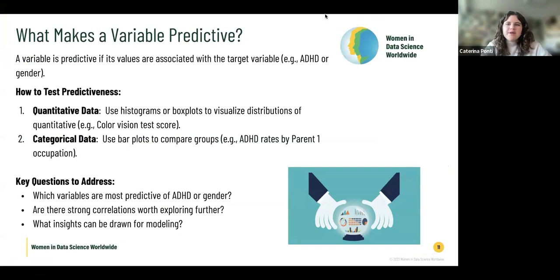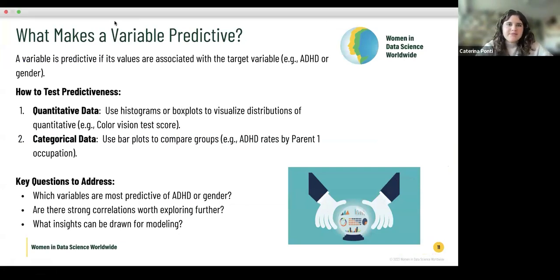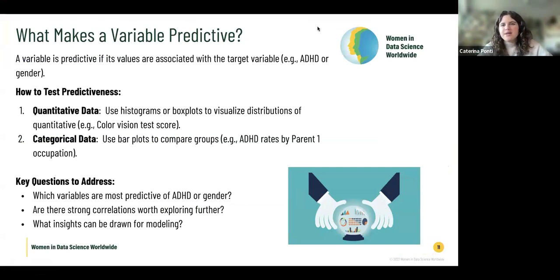So, what it means for a variable to be predictive. I think that's really important since we're going to fit a multi-outcome model, so we want to understand what it means for a variable to be predictive. A variable is predictive if its values are associated with the target variable. For example, in this case, of course, ADHD and gender. That's what we're mainly interested in.